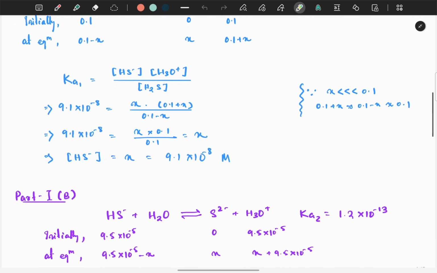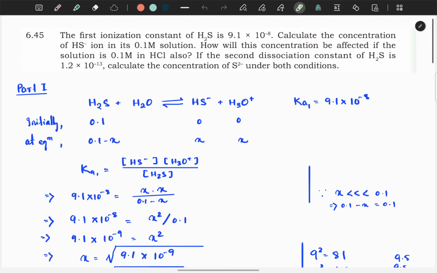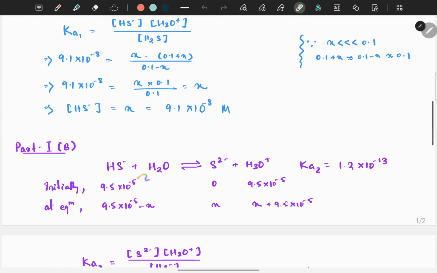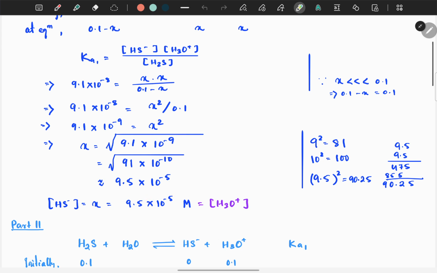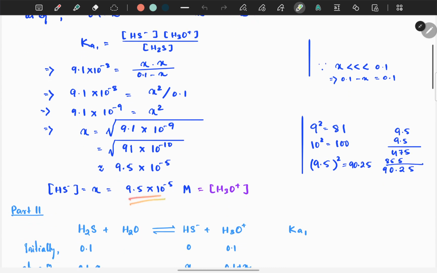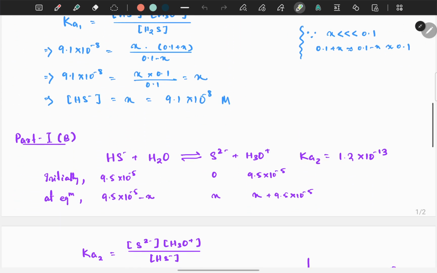So again, coming to the third part, it is asking for the S2 minus concentration if the second dissociation constant is 1.2 into 10 to the minus 13. So from the first part, the concentration of HS minus is 9.5 into 10 to the minus 5. Also, the concentration of H plus ion, which is equal to HS minus, is 9.5 into 10 to the minus 5. So when we write down the equation, the concentration of HS minus is 9.5 into 10 to the minus 5. Also, the concentration of H plus ion is 9.5 into 10 to the minus 5.